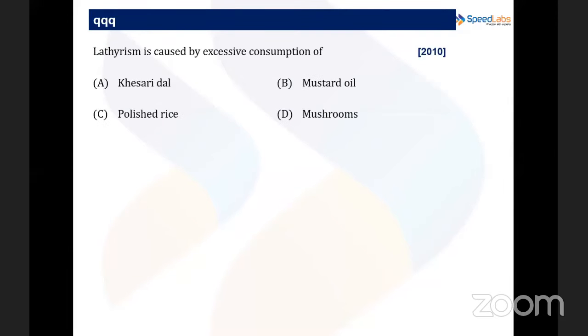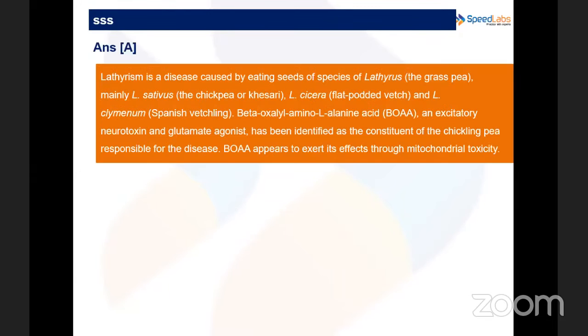The next question is, lathyrism is caused by excessive consumption of: option A, kesari dal; option B, mustard oil; option C, polished rice; option D, mushrooms. It is a good question, an important one. So the answer to this question is option A, kesari dal.